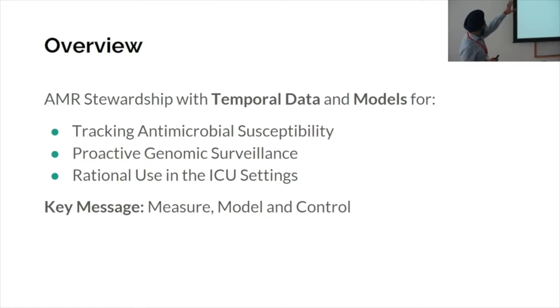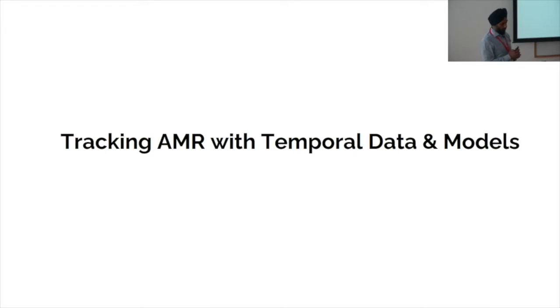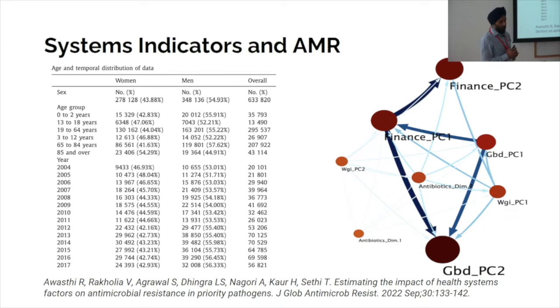So along with these three directions, I have three short pieces that I'll cover during the next 10 minutes or so. The first one is on temporal data and models. This work started way back in 2019, actually, when we were participating in the Wellcome Data Reuse Challenge, which had released data from more than 70 countries on AMR isolates. More than 600,000 isolates were available openly. And these data were from 2004 to 2017.